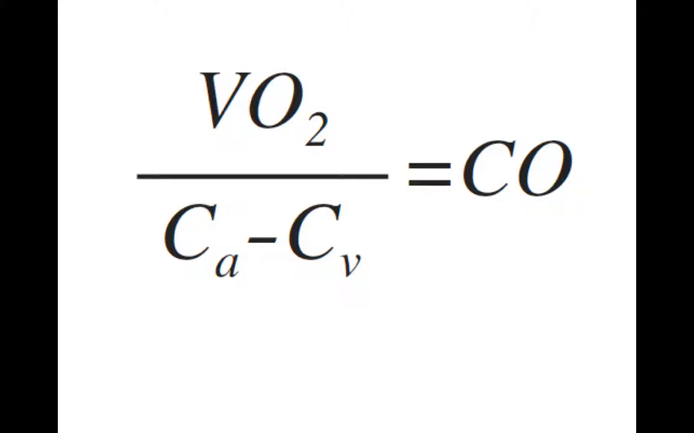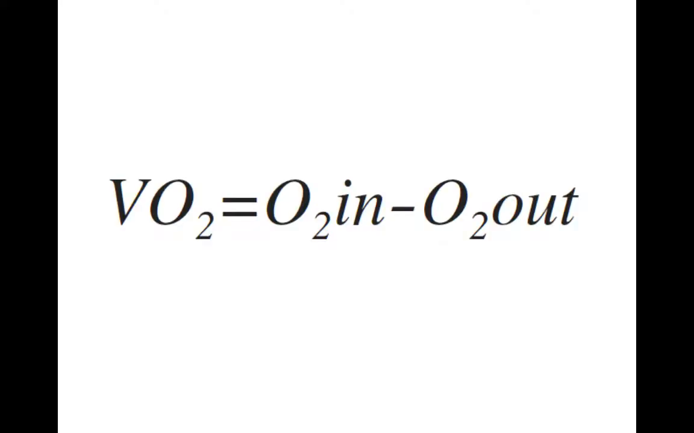In order to understand this, we need to understand what VO2 is. VO2 is the amount of oxygen that is being used by all of the tissues in your body. And we can write that out as the amount of oxygen that goes into your body's tissues minus the amount of oxygen that comes out of your body tissues. Obviously, if the oxygen has gone into your tissues and it hasn't come out, then it's been used by your body's tissues. And that's what VO2 is. It's the amount of oxygen that is used by all of your body's tissues combined.